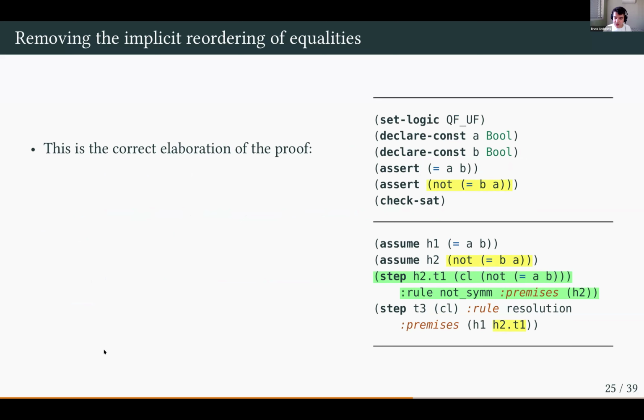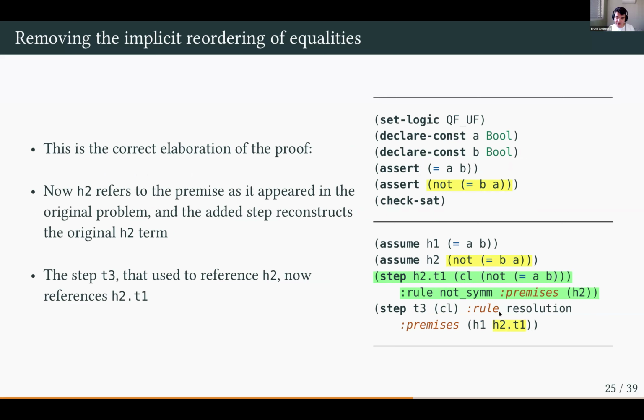So notice that we changed the conclusion term for H2. Now it does match exactly the assertion in the original problem. But we also had to add this extra step here, H2.T1, which uses the not sim rule to flip back the equality so we get the original term. And then the resolution step, now instead of referring to H2, refers to this new step we added.